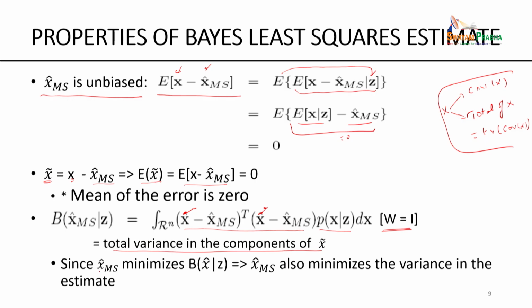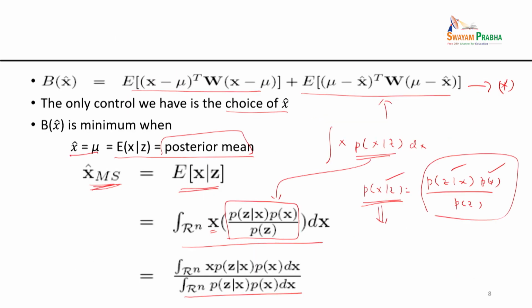Since x hat ms minimizes Bx hat z, x hat ms also minimizes the variance of this estimate. I want you to be able to relate these things. That's how the Bayesian formulation comes into being.